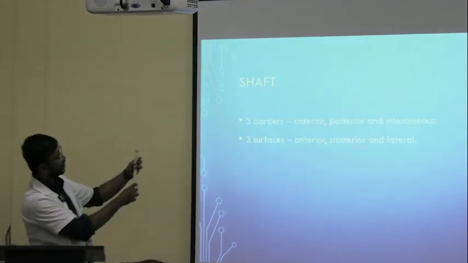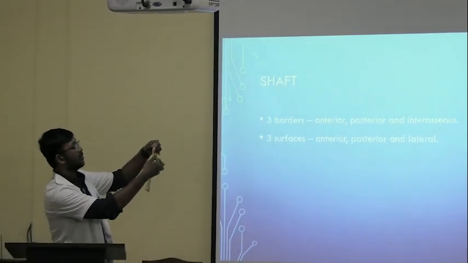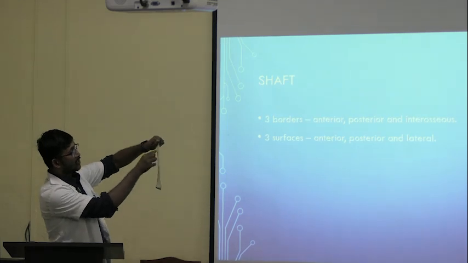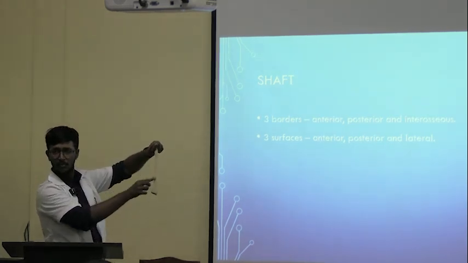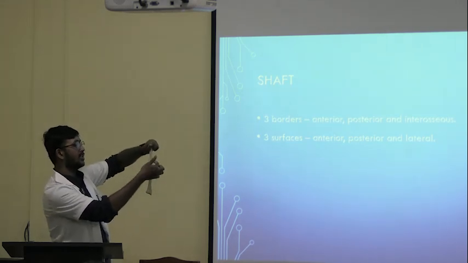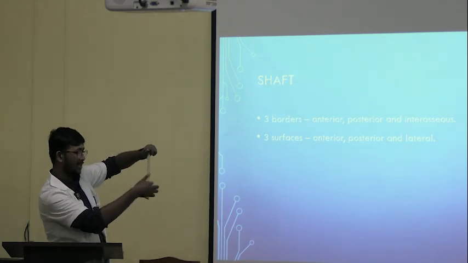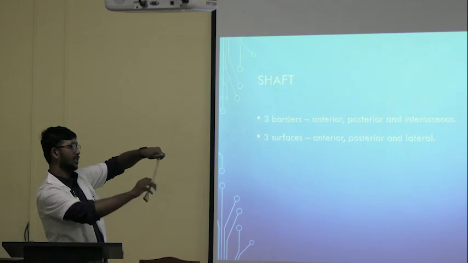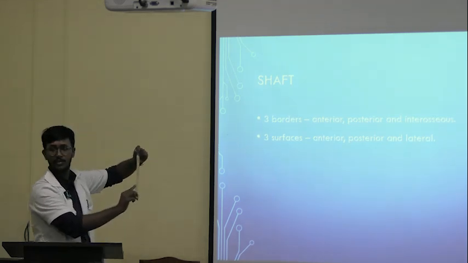So this is the anterior border, this is the interosseous border, and besides we are having this one, this is the posterior border. Now between this anterior border and this interosseous border there is a surface. Okay, so this surface is the anterior surface. This surface between the anterior and the posterior, we are having the lateral surface. And between the interosseous and the posterior border, we are having the posterior surface. Okay.